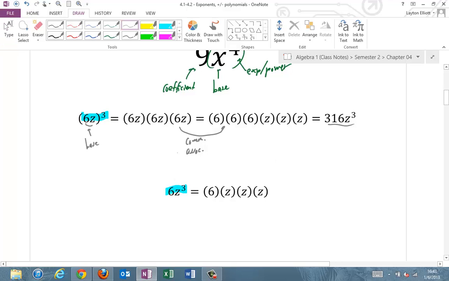But in this example, 6z cubed written like this, it's only the z cubed that is part of the base and exponent system. So we still have a 6 and z times z times z, and strictly speaking, we didn't really need to write it like that. 6z cubed was the most simplified, whereas on the top one, 216z cubed was the most simplified.